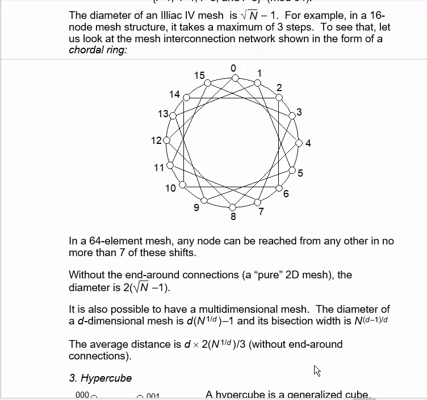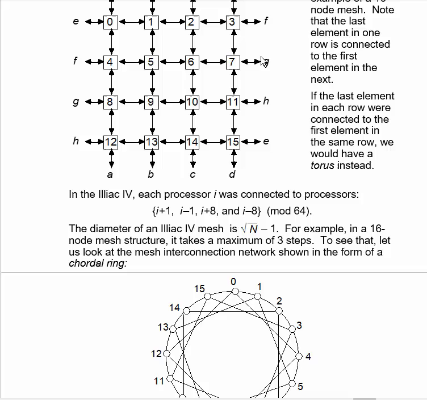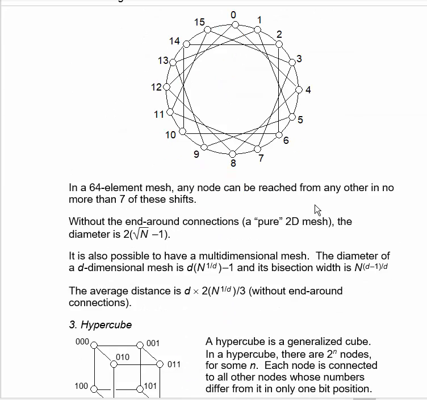In a 64 element mesh, any node can be reached from any other in no more than 7 of these shifts. That's because if you had a 64 node mesh, you've got a much larger structure, but instead of 3 hops, you might have as many as 7 hops. If you didn't have the end-around connections over here, so if you didn't have G go into G and H go into H and so forth, then the diameter would be 2 times the square root of n minus 1.